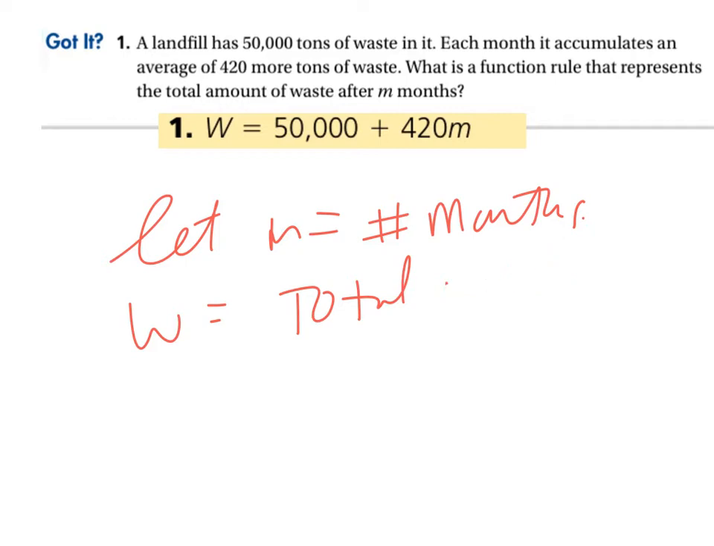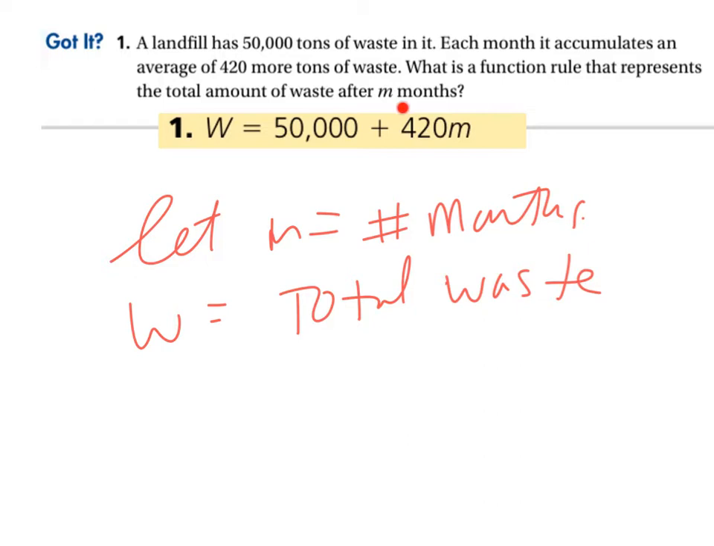I didn't really write that variable. There we go, W-A-S-T-E. Okay, so we have to ask ourselves again, where does it start? Well, there's that threshold, that 50,000. And every month we have 420 more. So you can see that we're going to write here 50,000 plus 420 times M is the total amount of waste.